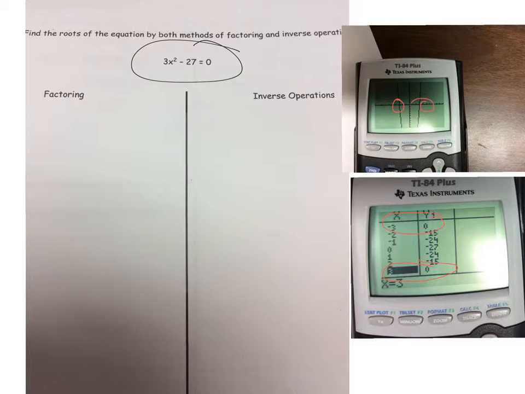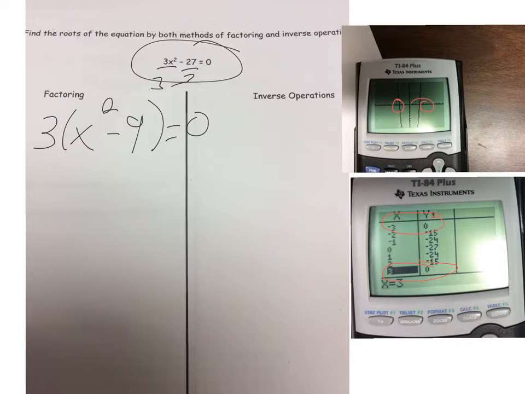How can we show that through factoring? Well, we should look for a GCF first. With 3x squared minus 27, you have a GCF of 3. So I'm going to take that out, divide everything by 3, and I get x squared minus 9 left in there, and that equals 0.